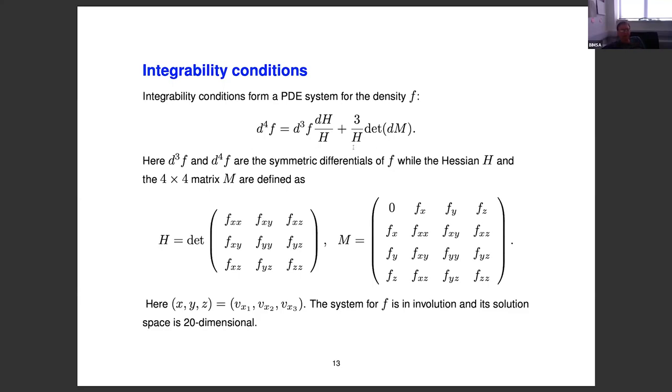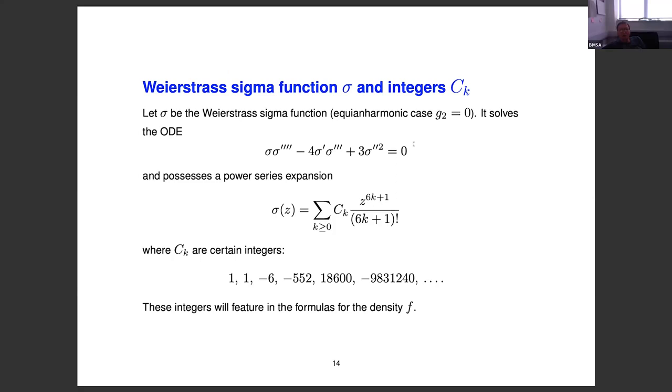So it's a system of PDEs and its solution space is 20 dimensional, as this simple count shows. And it's invariant under a 20 dimensional group. My next goal will be to write down a representation of a general solution of this system.